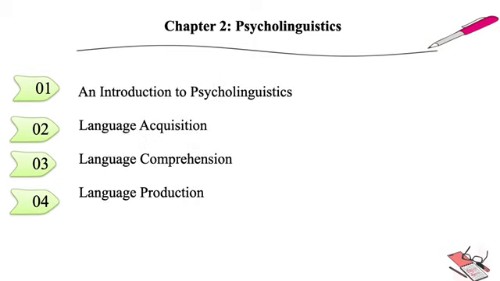Moving now to the second chapter entitled Psycholinguistics, which deals with an introduction to this discipline, language acquisition, language comprehension, and language production.